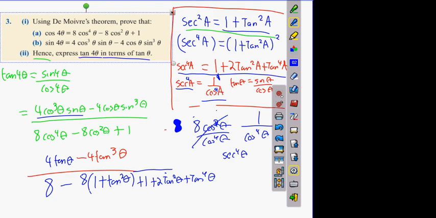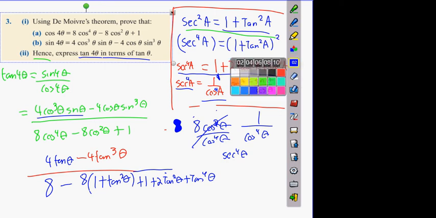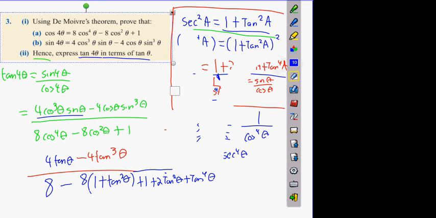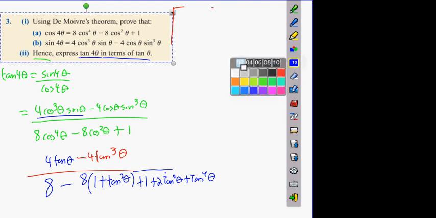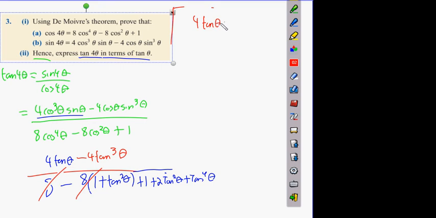Okay, now that that's done, what you want to have a look at next is tidying everything up. So all that can just disappear off. And once your bag of tricks are used up, what you're looking at next is we're going to get 8 minus 8, isn't that correct? 8 times 1, minus 8. So it's going to be 4tanθ minus 4tan³θ. The 8s cancel. That's going to be minus 8tan²θ, yeah?